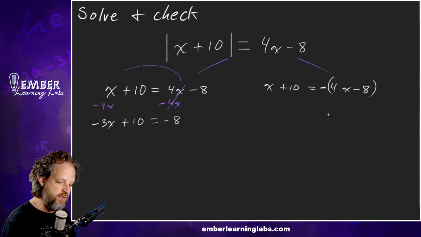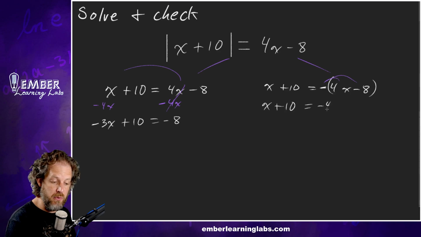We're going to go ahead and work on this one a little bit. First thing we're going to do over here is distribute this negative, right? So bring down this left side. X plus 10 equals negative 4x, which we figured, right? But then it's positive 8, plus 8, because a negative times a negative is a positive.